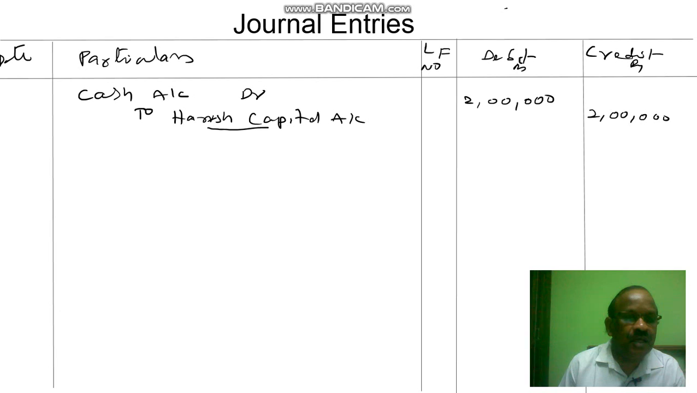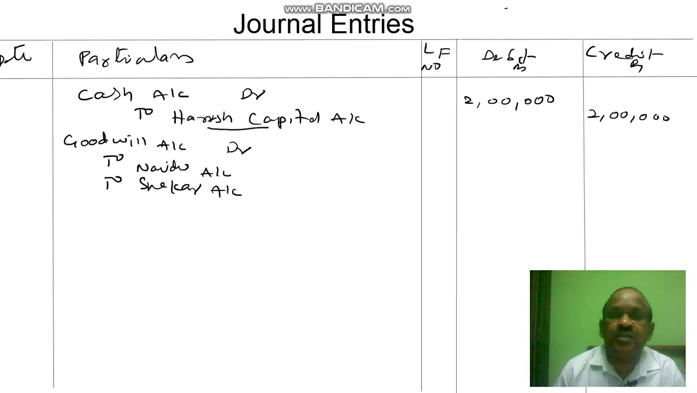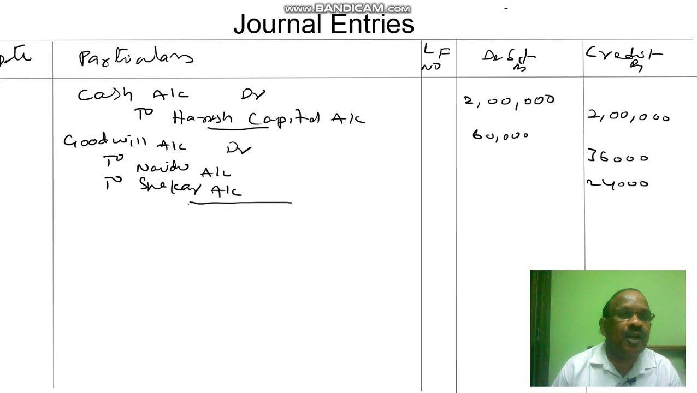Next, the old partners create the goodwill in the ratio of 3:2. So the entry is goodwill account debit to Naidu account and to Shekhar account. The goodwill here is 60,000, distributed in the 3:2 ratio, which means 36,000 and 24,000.